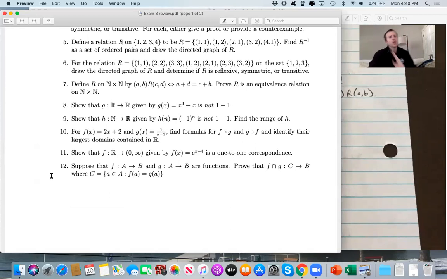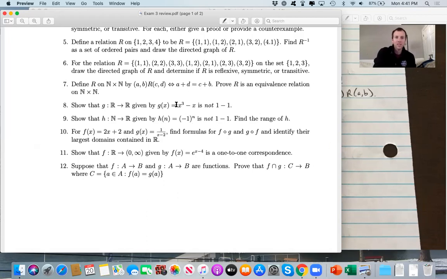So the last few were talking about functions. And so here we need to remember what it means to be one-to-one and onto. So one-to-one means different inputs go to different outputs. So a way of showing you're not one-to-one is an exists proof, saying find different inputs that go to the same output. And so in both cases, that's what we're looking for.